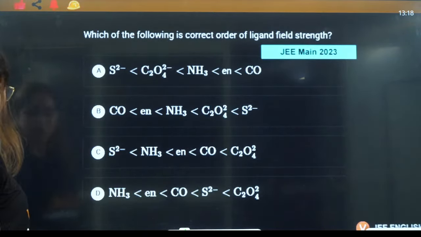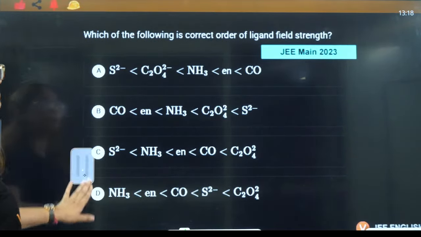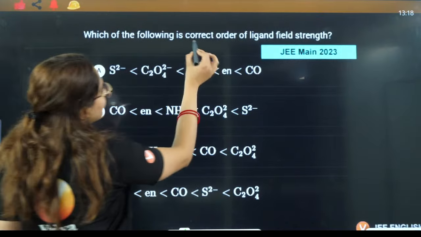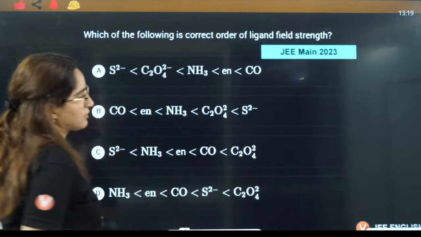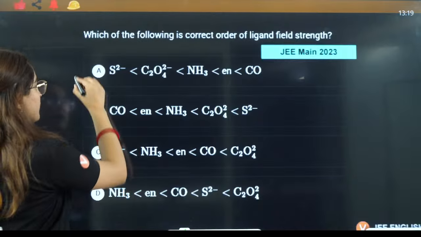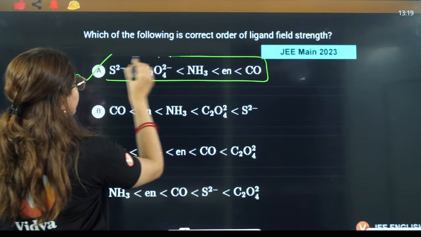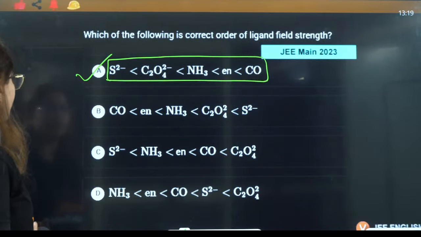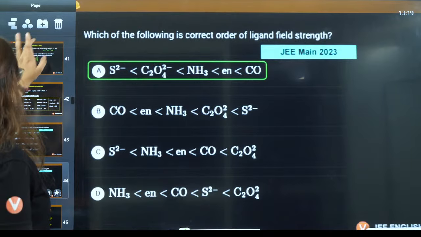Now let's move to the questions part here. Which of the following is the correct order for ligand field strength? You can just see the ligand field strength here, and answer is going to be A is the correct answer.